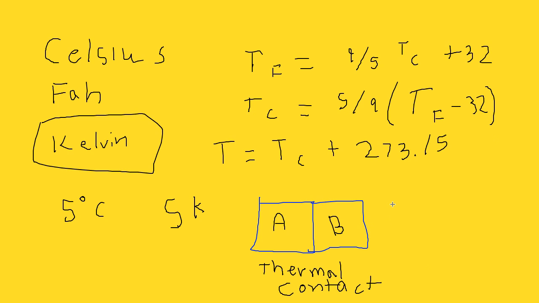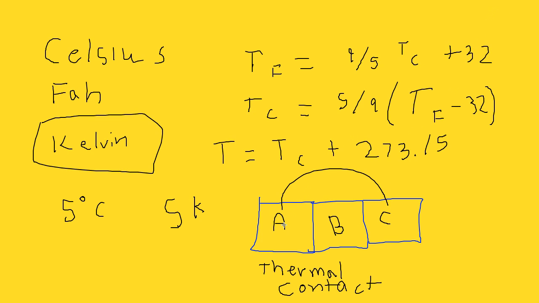Okay, that leads us into the zeroth law of thermodynamics. Say if you have another object here, we'll call it C. And basically what the law says is if A and B are in thermal equilibrium, which is both of them have the same temperature, and B and C are in thermal equilibrium, then A and C are also in thermal equilibrium.